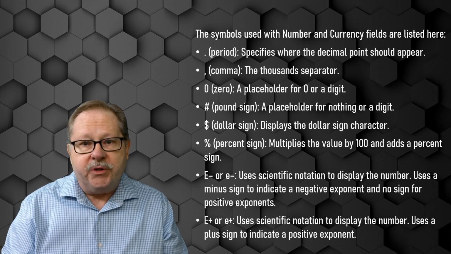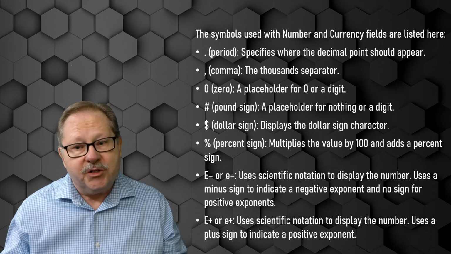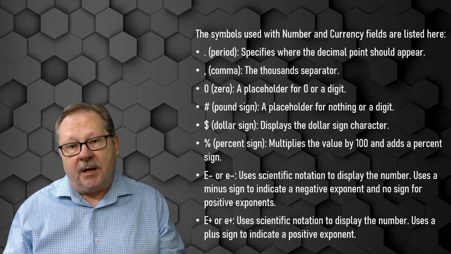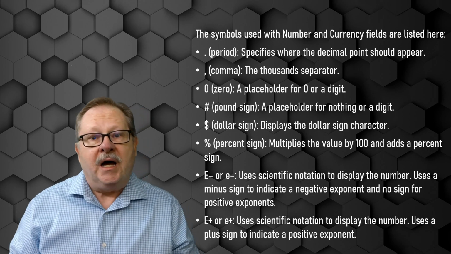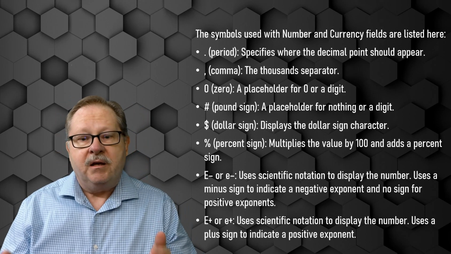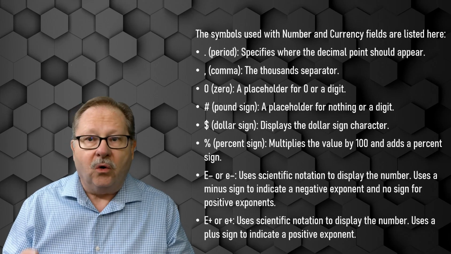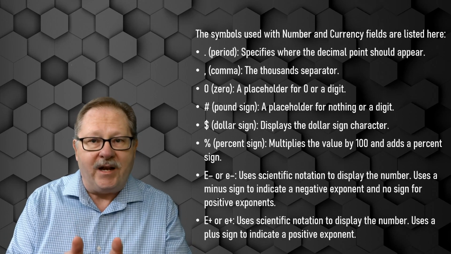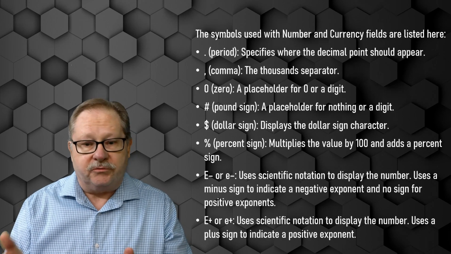The first two on the list are the period and the comma. If we're talking the United States, the comma is the thousand separator, and the period is for separating where the decimal points start. A zero is a placeholder for a digit. The pound sign is a placeholder for nothing or a digit. In other words, zero makes it a mandatory entry, a number has to be there, whereas a pound sign is an optional placeholder for a digit.